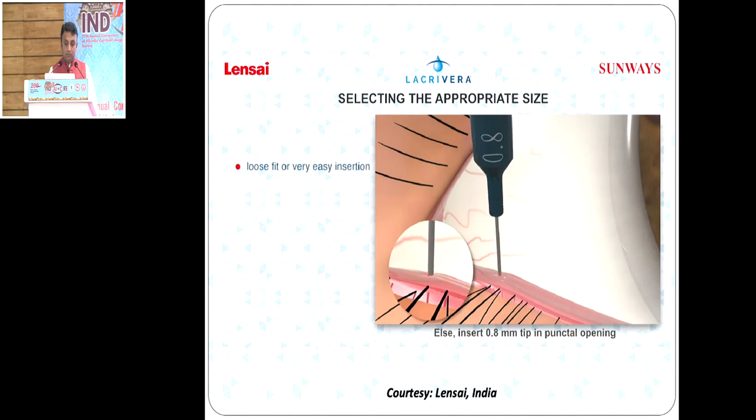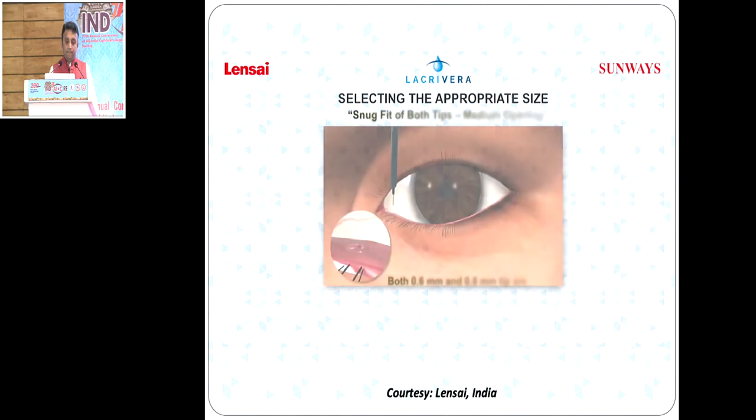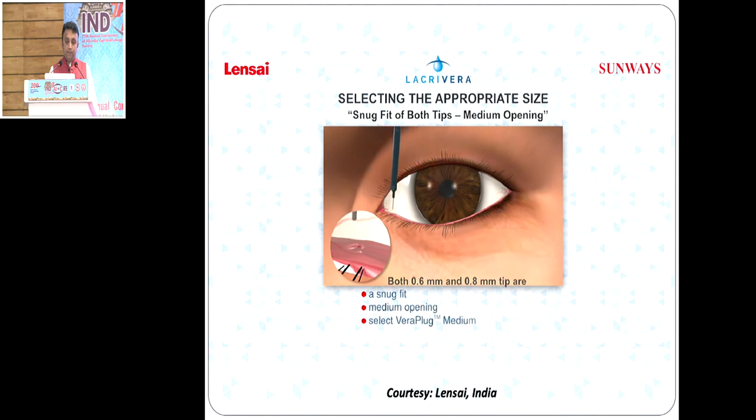Take it out, turn the sizer around, and insert the 0.8 millimeter tip. A loose fit or easy insertion indicates a large opening. Choose Vera plug large. A snug fit for both ends indicates a medium opening. Choose Vera plug medium.